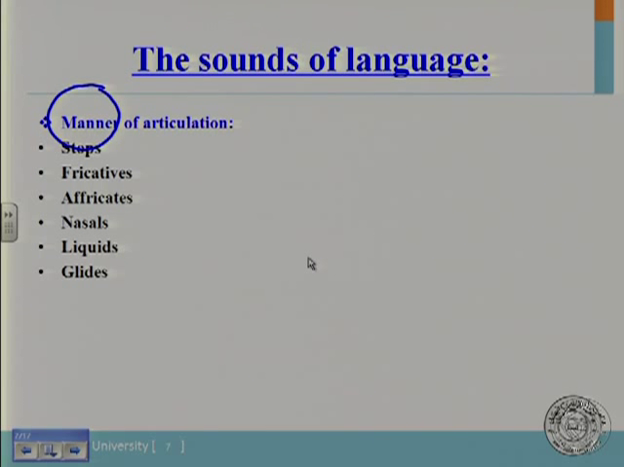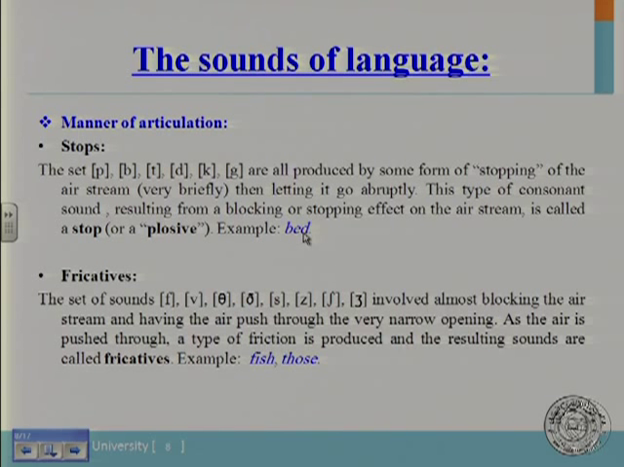But when we talk about the manner of articulation, we speak about the way of pronouncing sounds. What exactly happens with the air stream, with the air when it goes out of the lungs and then out of the mouth? Now, we will start with the first group, which is called stops. In this group, we have 6 sounds.